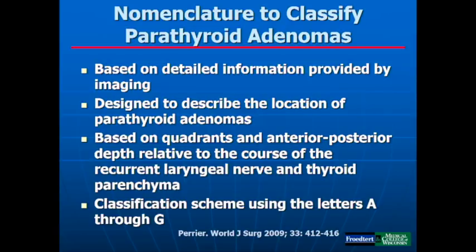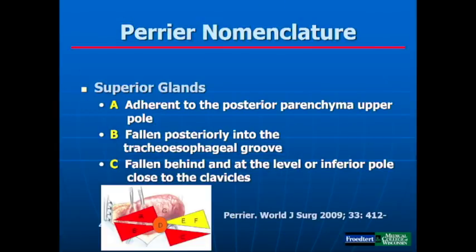When this was described, it was mentioned that it was not enough to say that the pathology is located in the superior or inferior glands, but more information is needed to see the three-dimensional location of these glands in relation to the thyroid and other structures. So this nomenclature is based on quadrants and the anterior and posterior depth relative to the course of the recurrent laryngeal nerve, and particularly the parenchyma. In the description of Dr. Perrier, she described a classification scheme using the letters A through G.